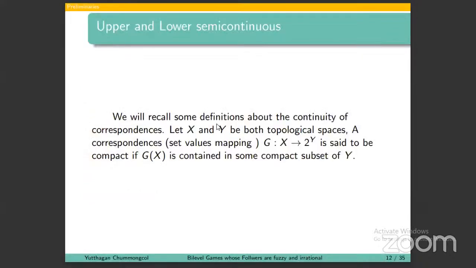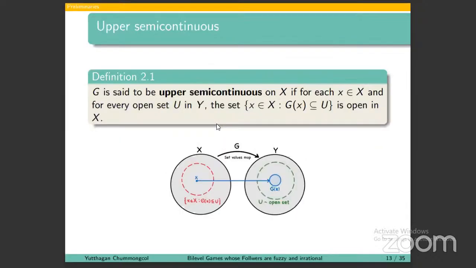Preliminary. Next, I will talk about upper semicontinuity and lower semicontinuity. First, we will recall some definitions about the continuity of correspondences. Let X and Y be topological spaces. A correspondence G is said to be compact if G of X is contained in some compact set of Y. This is the definition of upper semicontinuity.